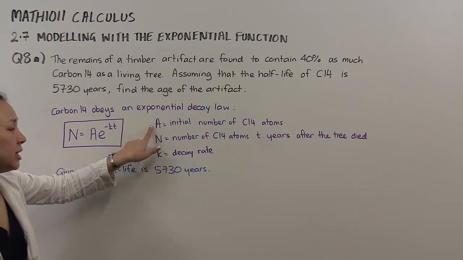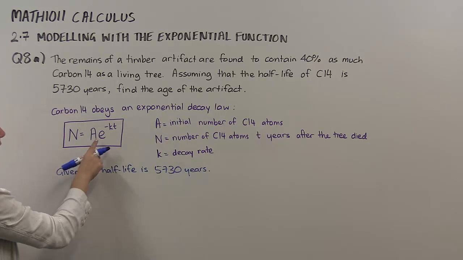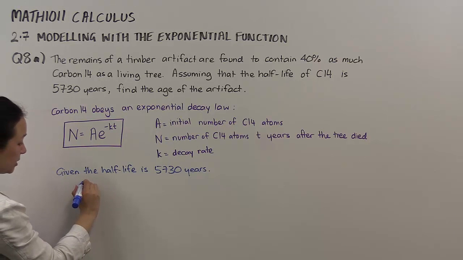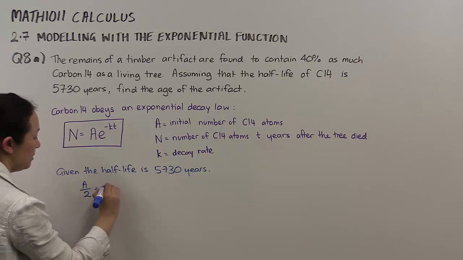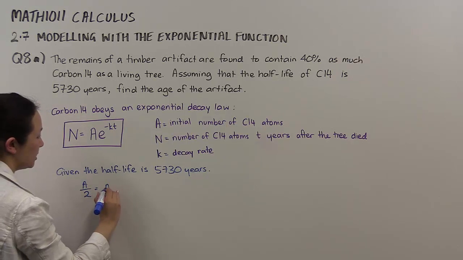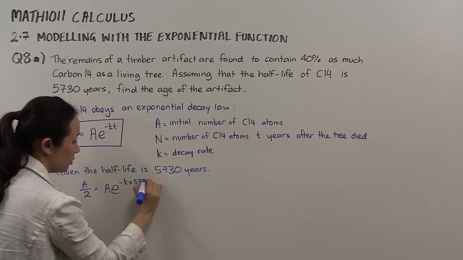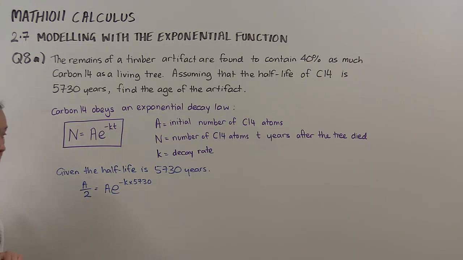So if we know initially there's A carbon-14 atoms, so when T equals 0, N equals A, then there's half as much left when N equals A on 2. So A on 2 equals A e to the minus K times 5,730. So when T equals 5,730, there's A on 2 carbon-14 atoms left there. So there's A's on both sides here, so I can divide both sides by A.